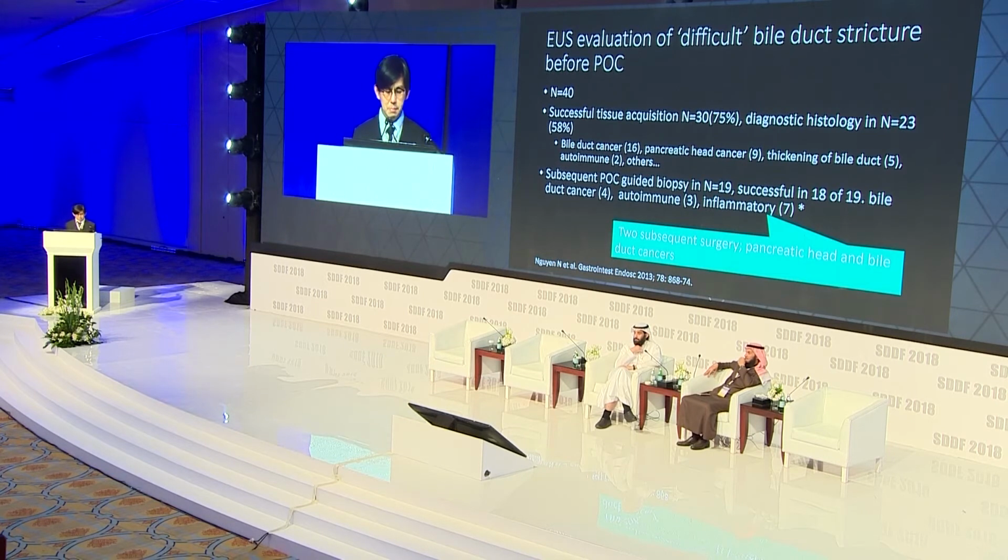This is a case series from Adelaide, where they were referred difficult bile duct strictures, and they used an EUS-first approach, and I think this is actually quite a reasonable approach. In about 75% of the cases they were able to obtain tissue, and obtain a diagnosis with EUS alone in 58% of the cases. In many cases a mass was not seen in cross-sectional images, and they were able to see it, and subsequent POC was needed in only 19 patients, successful in 18 patients.